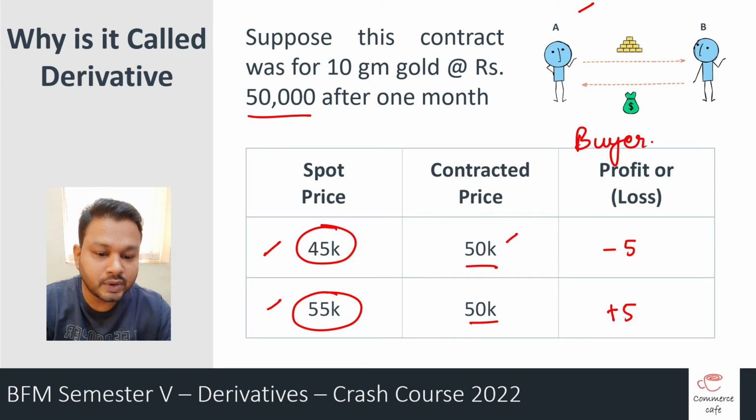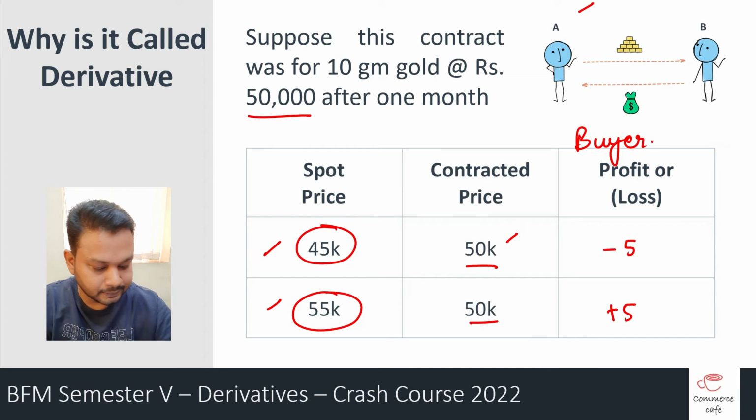So in this situation, this contract to buy gold after 1 month is a derivative contract, and the value is derived from prices of gold. So gold is the underlying asset. Okay, so I hope the relationship between a derivative contract and underlying asset is clear.